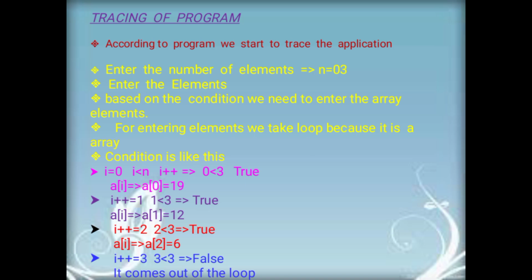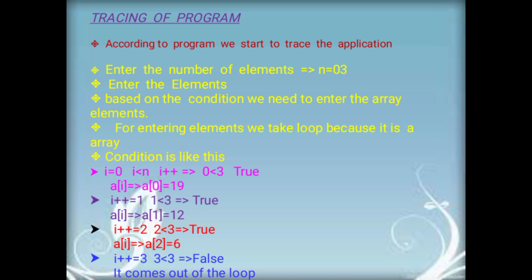Next, we increment the i loop variable, that means i plus plus. Now i is equal to 1; previously it was 0. Now check the condition: 1 is less than 3. Yes, it is true. So in the second position, a of 1, we enter the element 12. Next, again we increase the i loop variable.